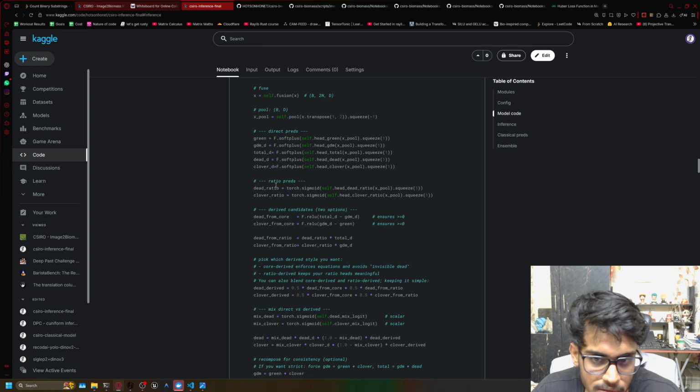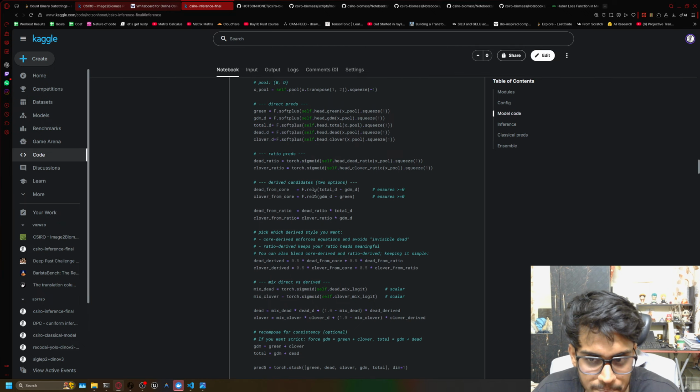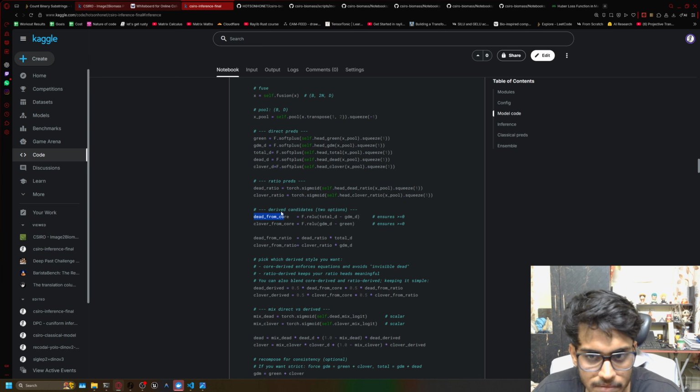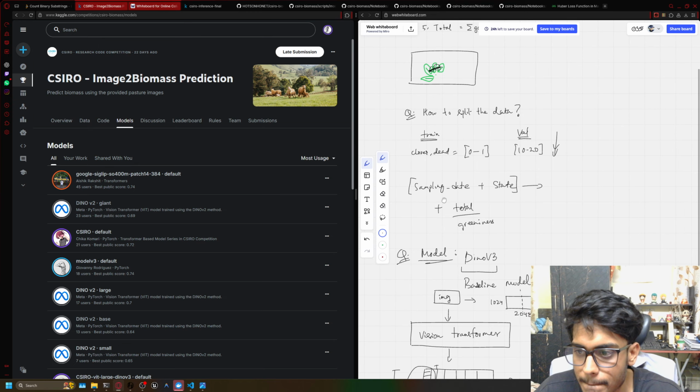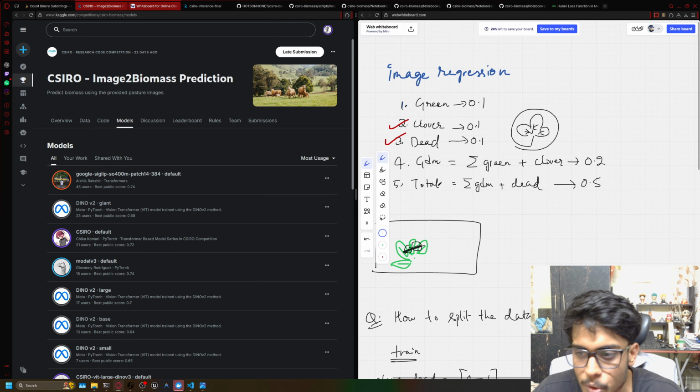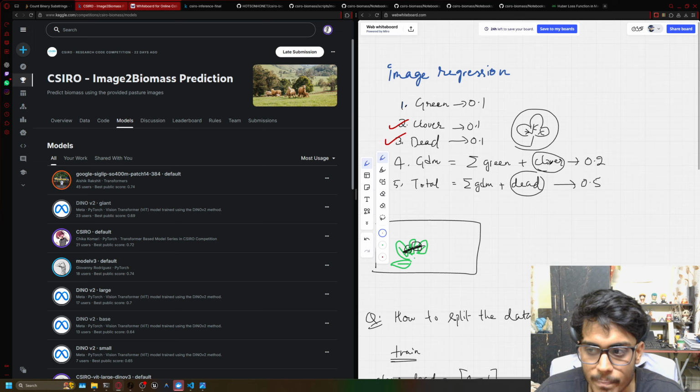Now if you observe my Dead and Clover, first I was predicting the Dead and Clover ratio. Then I was predicting from the predicted values of my regression head. Total is basically a summation of GDM and Dead. Since I was lacking in Dead and Clover, I could use this relationship to make better predictions.